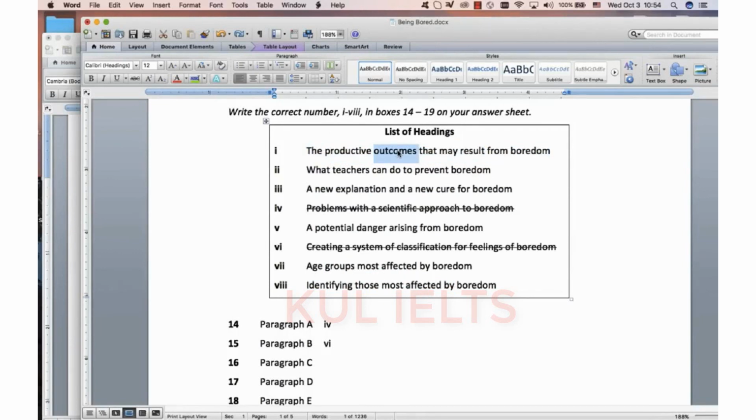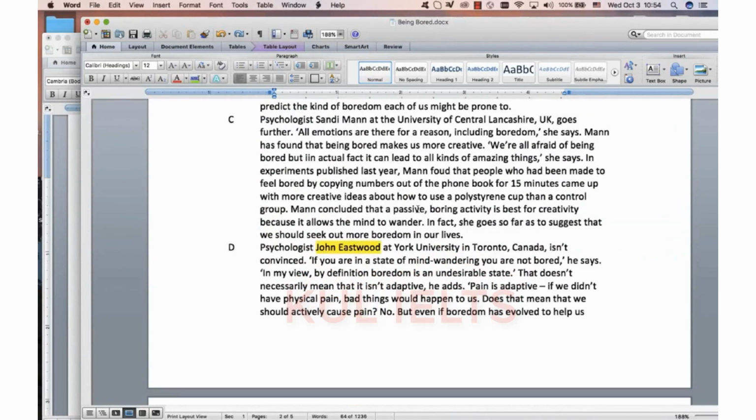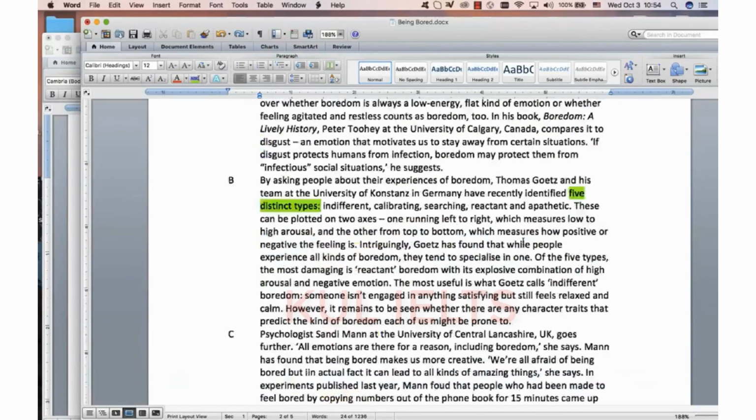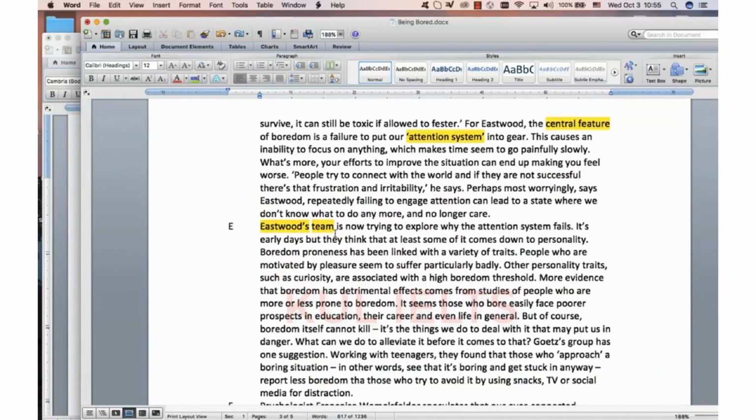They're saying the emotions are there for a reason. They have a result. So, but let's skip it. It wasn't close enough. We can skip it. We look at it in phase 2. He's not convinced. That means nothing. If you're in a state of mind-wandering, you are not bored. I don't remember anything. Teachers, explanation, danger, no. Skip it. They're trying to explore why the attention system fails.